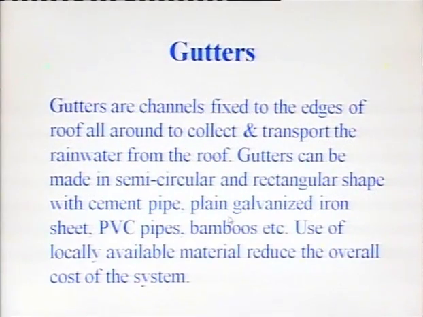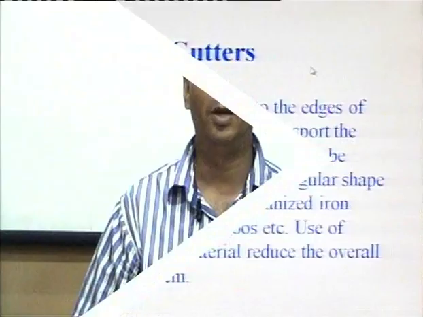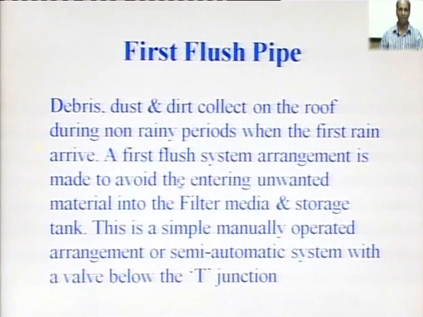Secondly is gutters. Gutters are channels fixed at the edges of the roofs to collect and transport the rainwater from the roof. Gutters can be made in semicircular or rectangular shape with cement. So gutters are the main component of rainwater harvesting. And the downpipe, that means from the roof the rainwater passes through the downpipe and goes down into a big container. And the first flush pipe diverts dust and dirt collected on the roof during non-rainy periods when the first rain arrives. So this dust, dirt and debris goes down in the flush pipes.